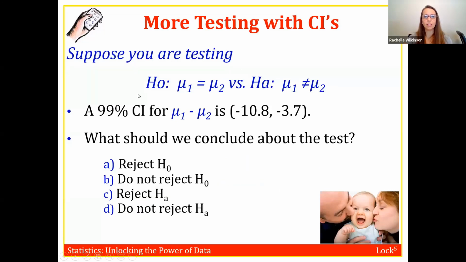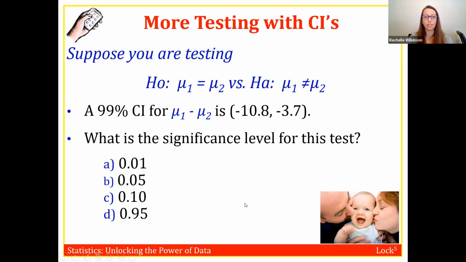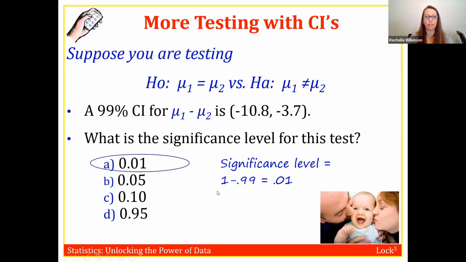All right, next one, still testing mu1 equals mu2 versus mu1 not equal to mu2. This time we get a 99% confidence interval, and it goes from negative 10.8 to negative 3.7. Should I reject, fail to reject? This time I should reject because 0 is not in the interval. The signs are the same. So the null hypothesis is not plausible. And what's the significance level that we're using for this one? Right, this was a 99% confidence interval. So 1 minus 0.99 is 0.01.